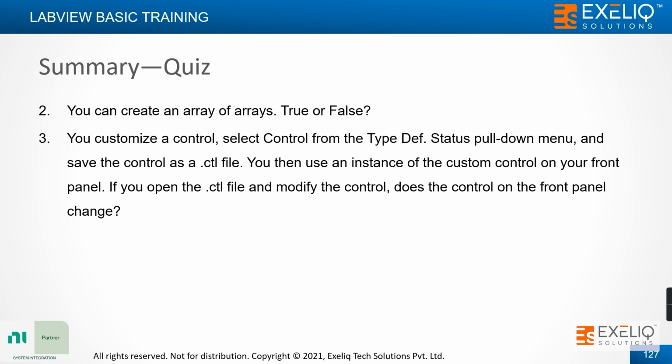So we have selected control on the type def status pull down menu, and then they are asking if we have placed one instance on the front panel and we have modified the control, then will it reflect on the front panel or not? Let us quickly pause the video for a minute and try to get the right answer. I hope you have paused the video and got your answer right. So there won't be any kind of modification reflections because we have selected control. So any modifications can be done, but it won't affect the other instances. If we had selected type def, then it would have created an impact on the other instances as well.